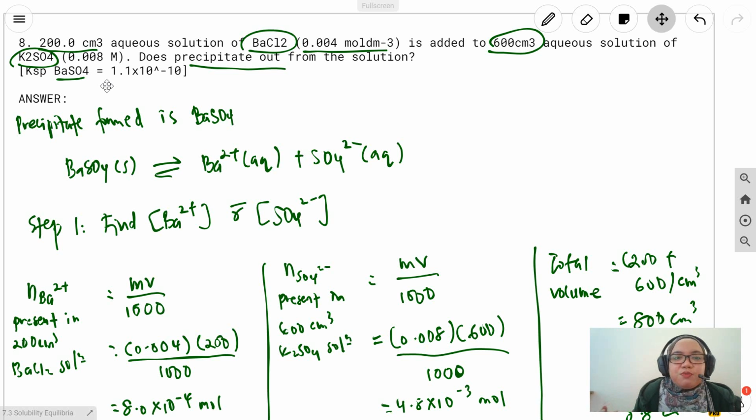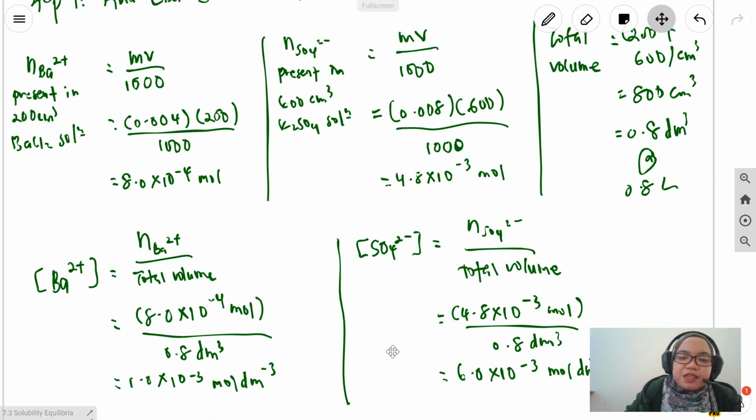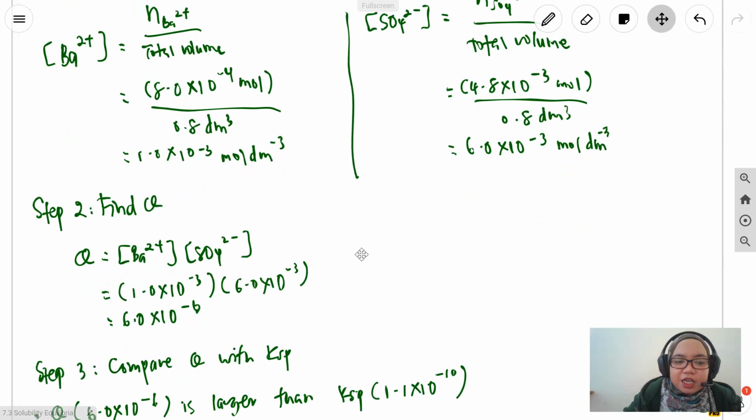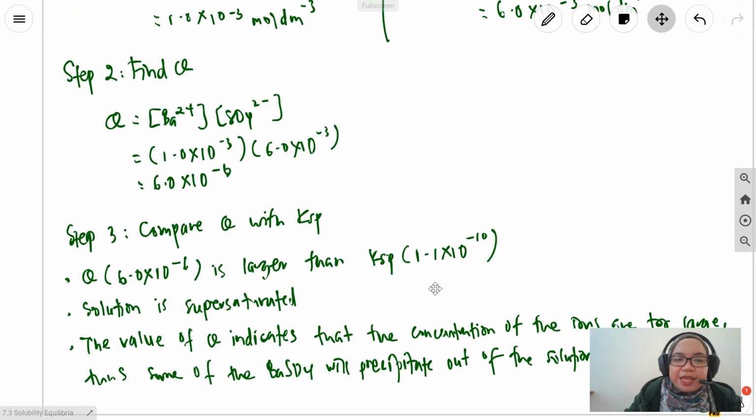So bila total volume berubah, concentration pun berubah. So kita kena cari dulu dia punya number of mole. Dapat number of mole, dapat total volume yang baru. Barulah boleh cari concentration yang baru. Dia dapat concentration, barulah boleh cari Q. Dia dapat Q, barulah boleh compare dengan KSP. Okay? Alright. Next one. Soalan nombor 9.